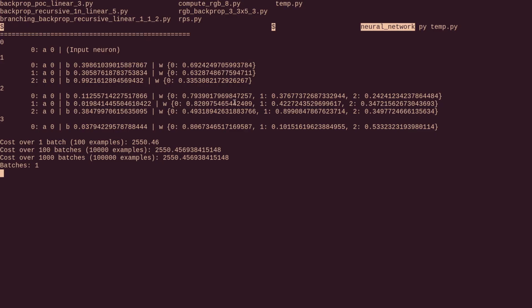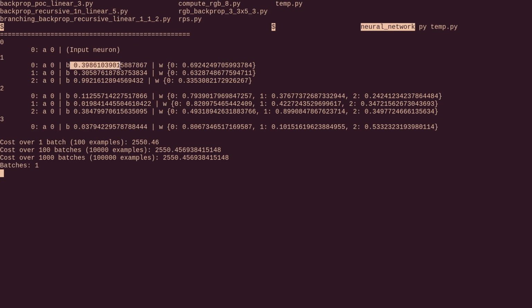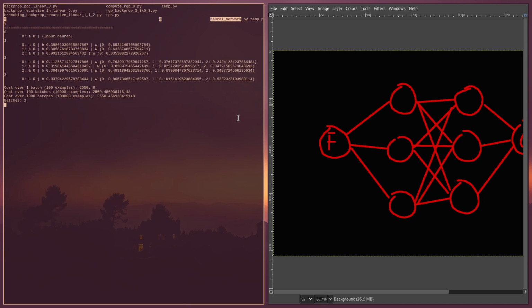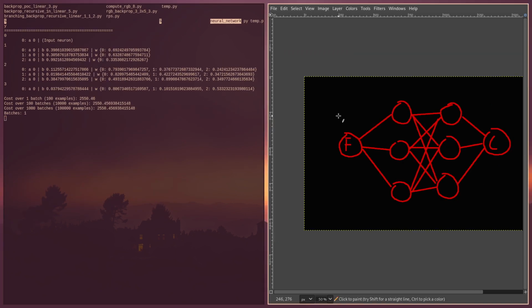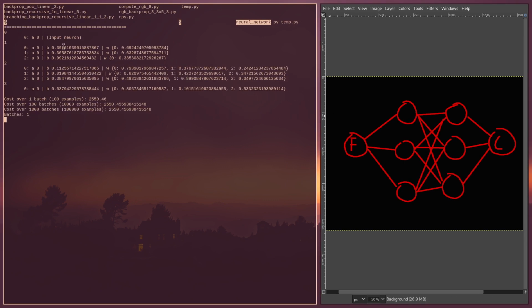So here is the representation of the current neural network. Its brain is composed of all these numbers. Let's try to fit this. Okay, hopefully you can see that. Each of these numbers here represents another layer. So 0, 1, 2, 3 is these 4 layers.